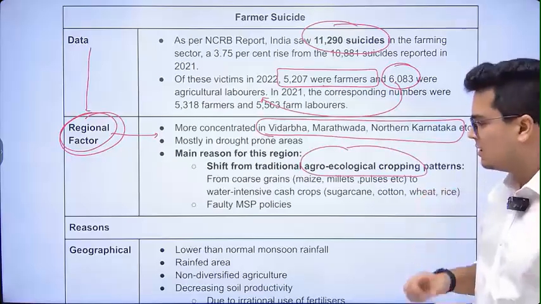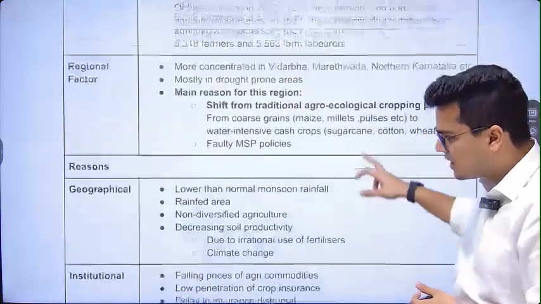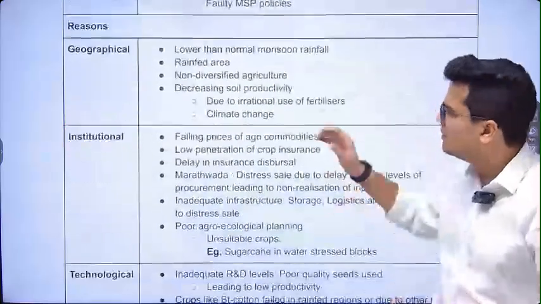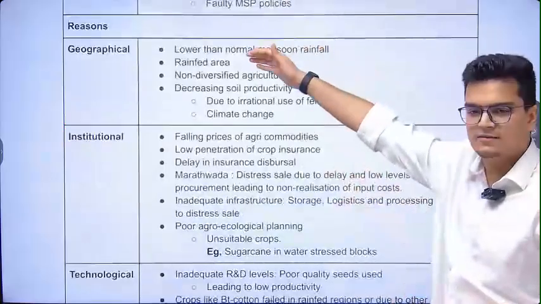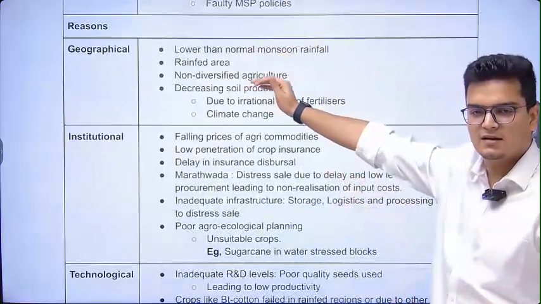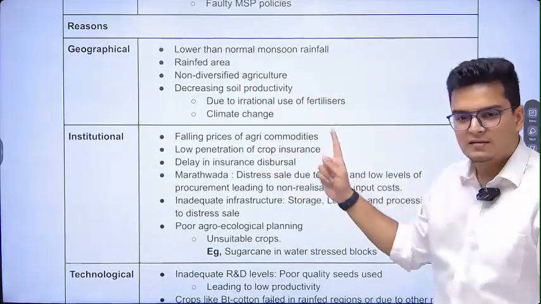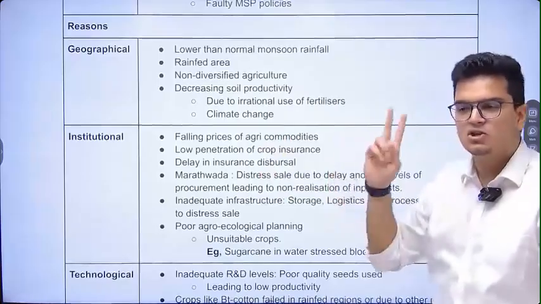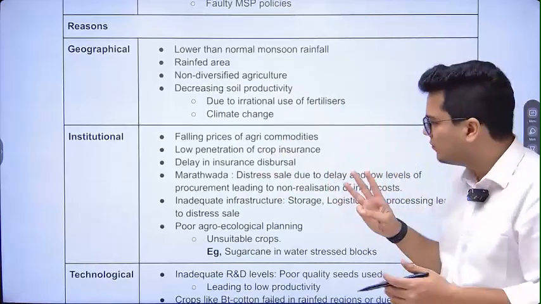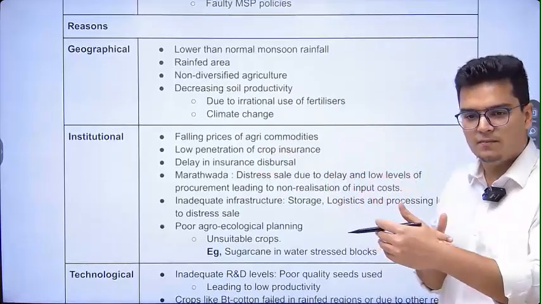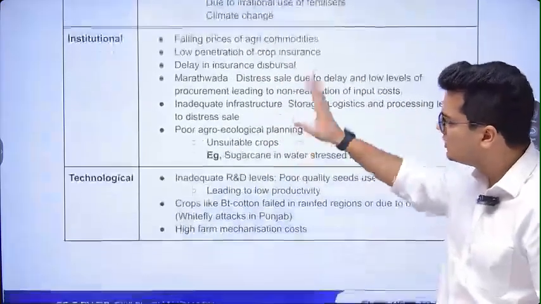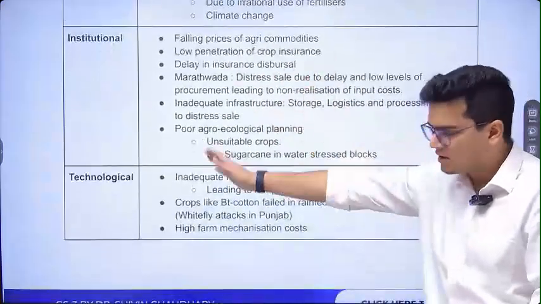Now, reasons are same as before, right? The fact that there is non-diversified agriculture, soil productivity is decreasing, we are dependent on monsoon, agricultural price is falling, input cost is high, insurance is not given. So therefore, there is a threefold problem. In Marathwada, there is the issue of distress sales. There is not enough R&D.